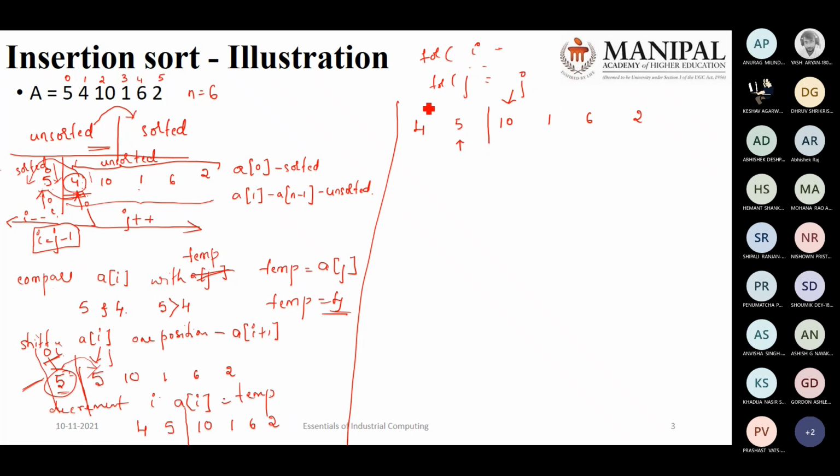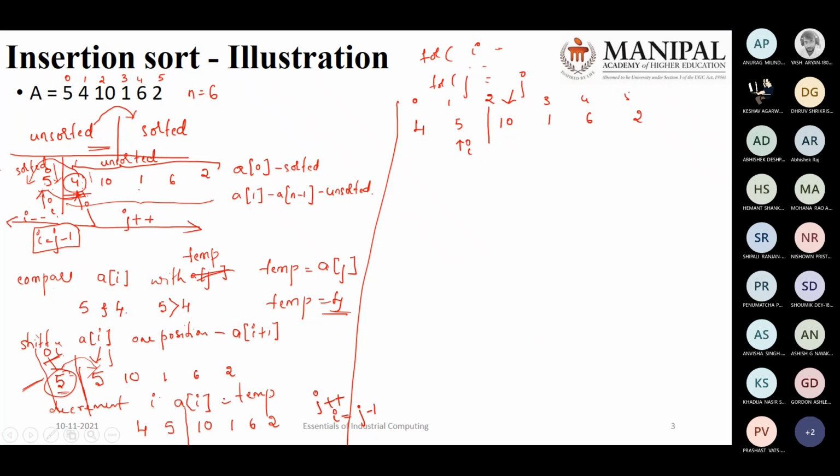You are incrementing j. After this one complete pass, you have to do j plus plus. When you do j plus plus, j will be pointing to the second index: 0, 1, 2. When you do this j plus plus, immediately you have to set the I pointer to j minus 1. So I will point here and j will point to this.